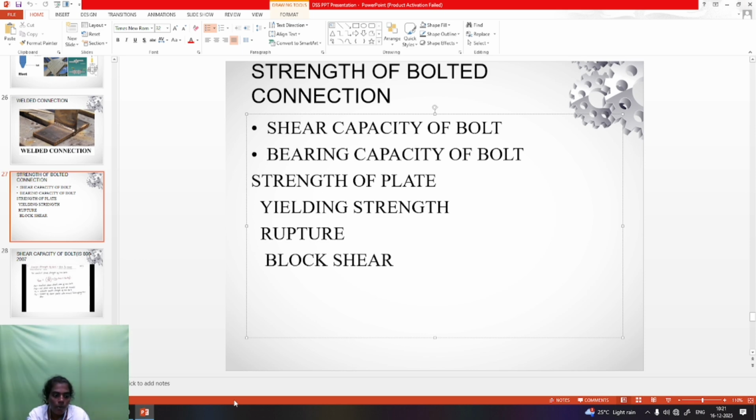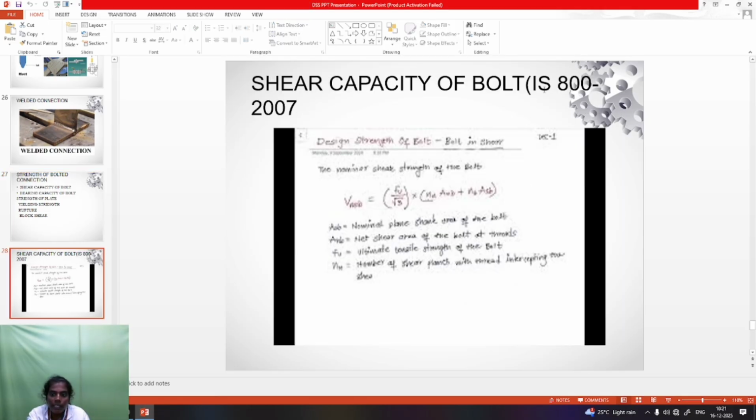Okay, so next one, shear capacity. Shear capacity is based on IS 800 2007 page number 75. These formulas are here. VNSB is the nominal strength. VDSB is calculated first. VDSB means nominal strength divided by the safety factor. The safety factor is denoted as gamma mb. For bolts, the safety factor is 1.25. So the gamma mb value is 1.25.